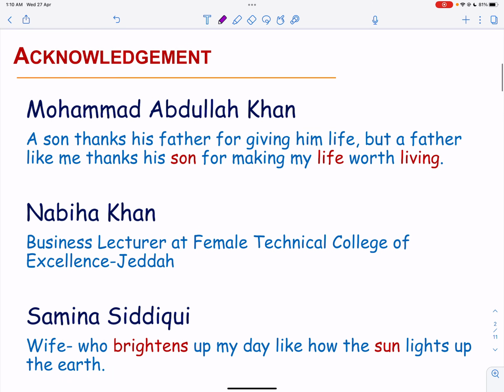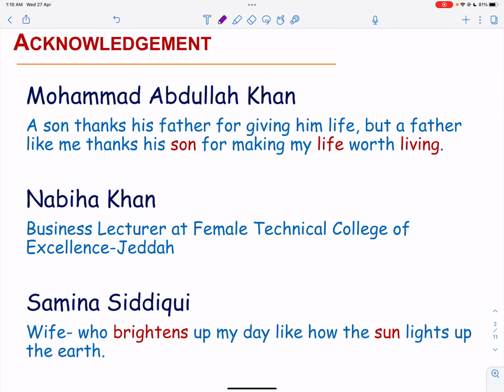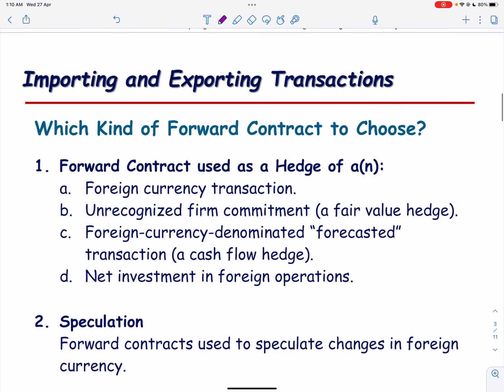But in the beginning of this session, I would like to thank my son, Muhammad Abdullah Khan, who gifted me an iPad along with all the necessary accessories without which making these videos would not have been possible. I would like to thank Nabia Khan for helping me out in preparing these awesome slides. I would like to thank my wife Samina for her care, encouragement, and constant support, who allowed me to use time for her in making this video.